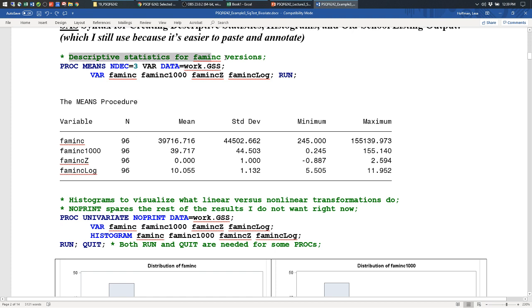You'll note that I have comments in here. Get in the habit of making your own comments, not just what you're doing, but why. So if you want to remind yourself that this var means variable, you can make a comment as to that. Anything that starts with an asterisk is a note to yourself called a comment that the program will then ignore.